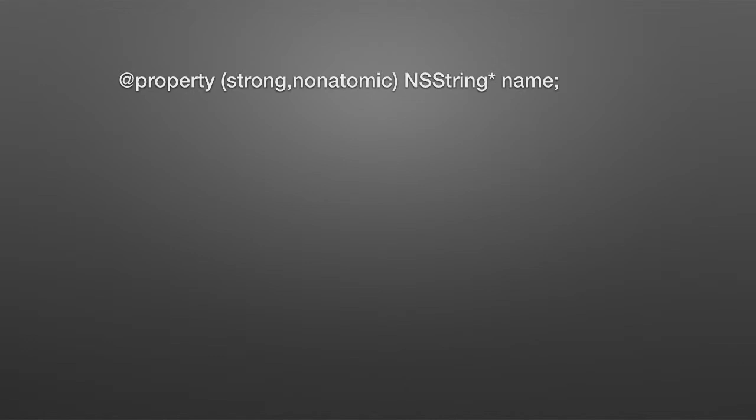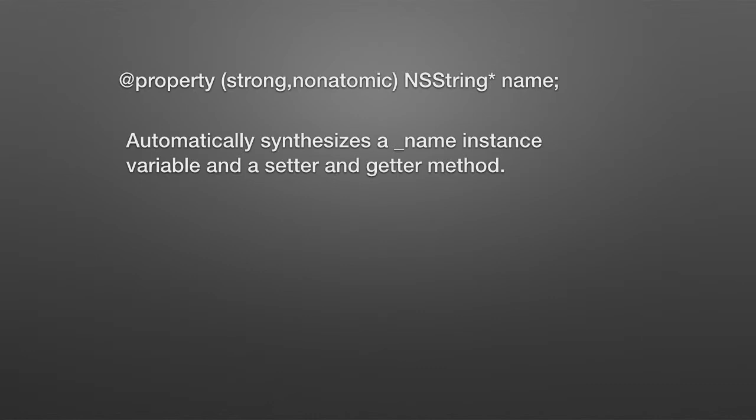So what does this line of code actually do? Property strong, non-atomic, NSString name. Well, simplistically, and we've sort of dealt with this, it creates a property for the class called name, which is accessible through dot notation. More specifically, though, it automatically synthesizes an underscore name instance variable and a setter and getter method.